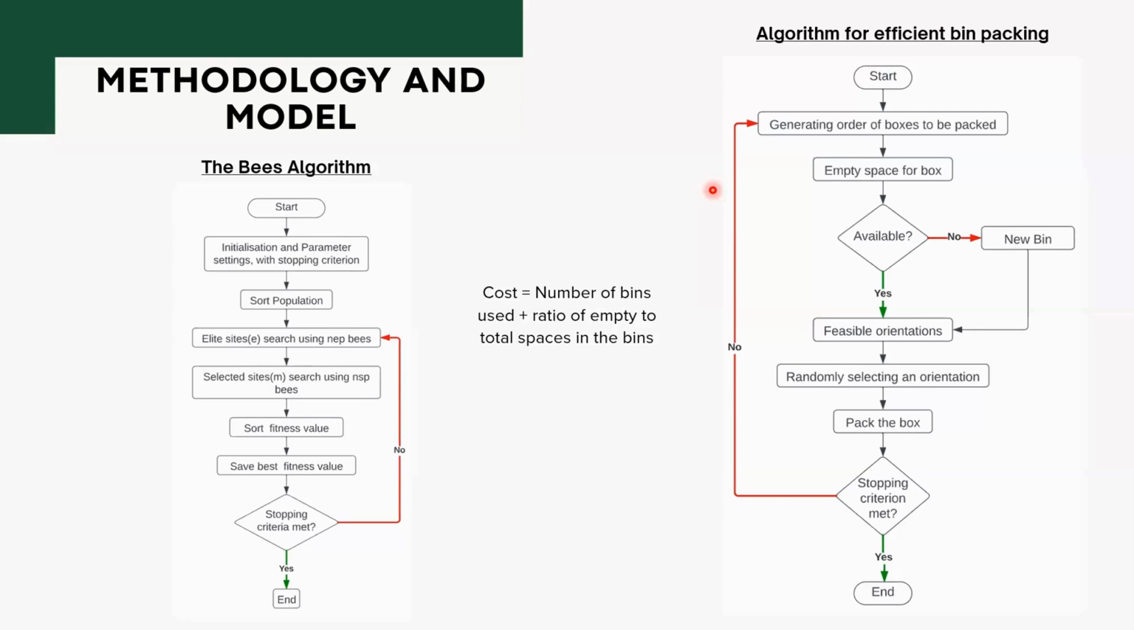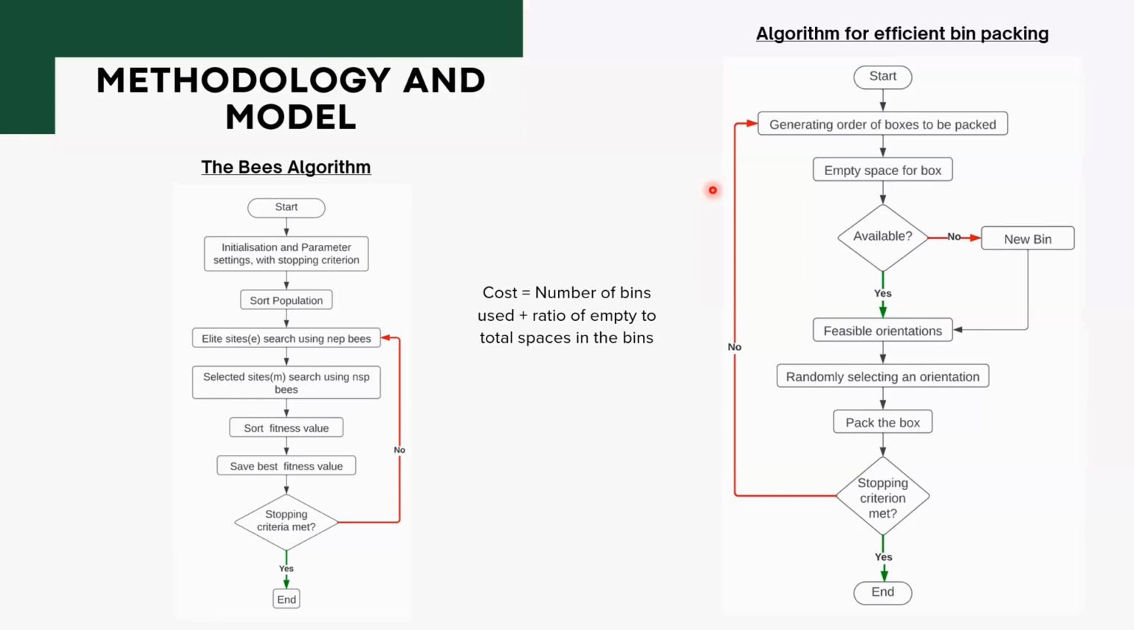And the second case is that we don't find any empty space to pack the box into the bin. So in that case, we directly generate a new bin and fit the box into the bin, and that always fits into the bin because the size of the box is always less than the size of the bin. And the algorithm ends when the number of iterations is over.